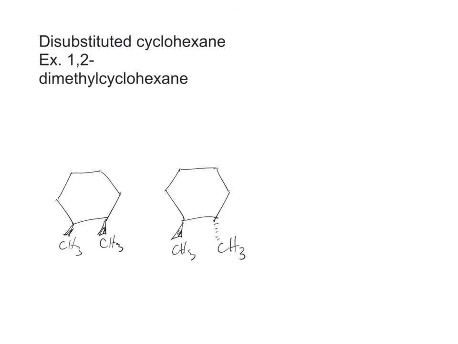So the way that this is drawn, the one that has both the methyl groups on the same face, the same side, is called cis. This is a cis stereoisomer. The one that's opposite is called trans. Okay.